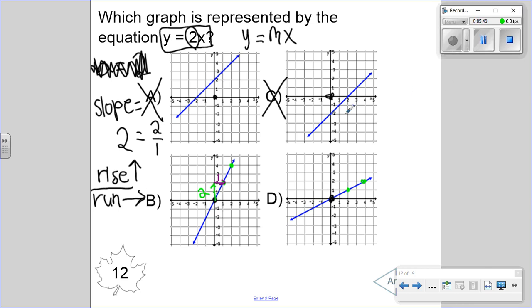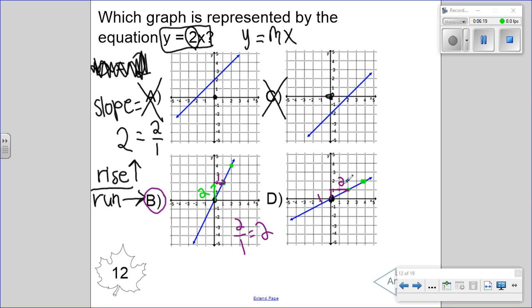So this graph has a slope of 2 over 1, and I know that 2 divided by 1 equals 2. So B is the best choice because it goes through the origin and it has the slope of 2 over 1. Looking at choice D, if I count my rise and run from point to point, I rise 1 and I run 2.